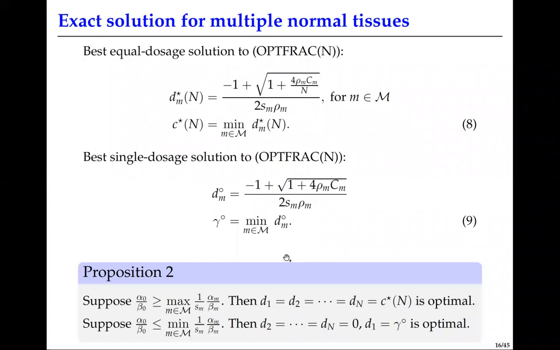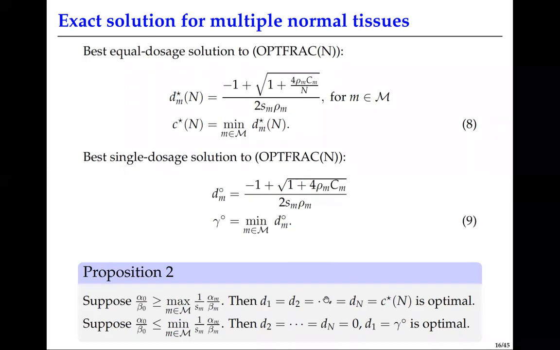Okay, and then we can actually have sort of a counterpart of proposition 1, which is this proposition 2, which basically says that if the tumor alpha 0 over beta 0 is bigger than the largest of these ratios, if you will, then an equal dosage is actually optimal. Because this formula here simply tells us the best equal dosage solution. And this formula simply tells us the best single dosage solution.